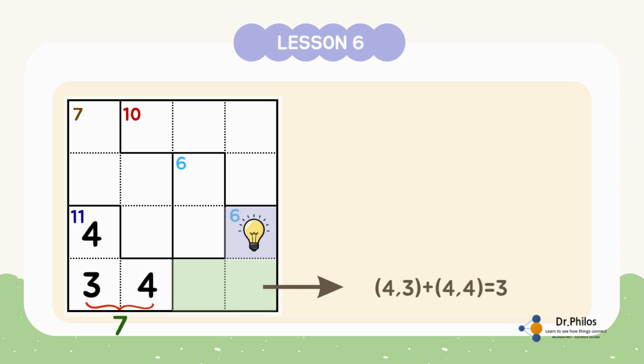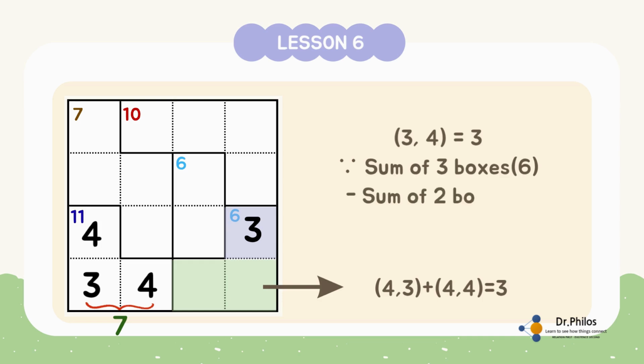Tell me your answer and make sure to use the word because to explain your thinking. 3, 4 is 3. Because 3, 4, 4, 3, and 4, 4 make 6 together. And 2 of those boxes, 4, 3 and 4, 4, make 3. So 6 minus 3 is 3. Excellent! Where is the next box we can figure out?